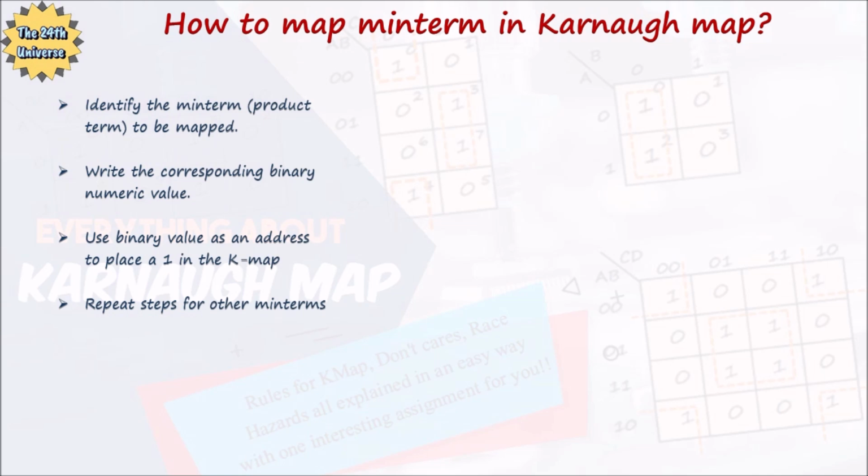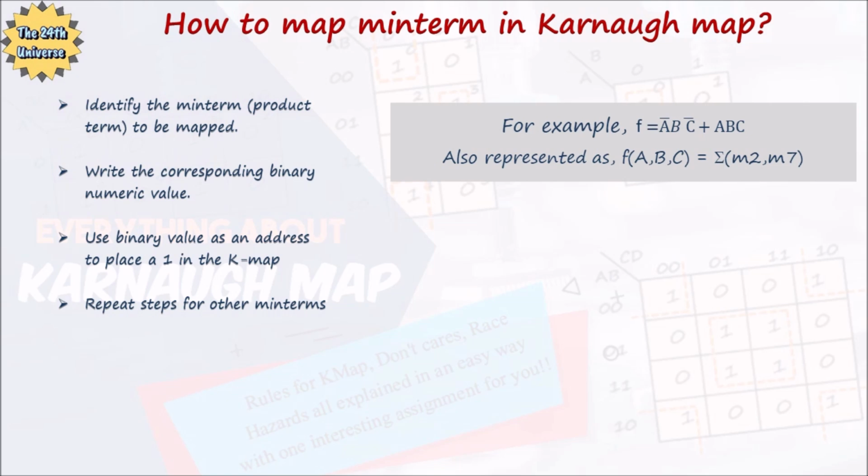Step 1. Identify the minterm or the product term to be mapped. Step 2. Write the corresponding binary numeric value. Step 3. Use the binary value as an address to place a 1 in the K-map, and then repeat the steps for other minterms. Consider an example.